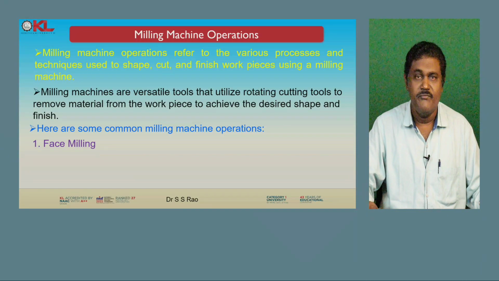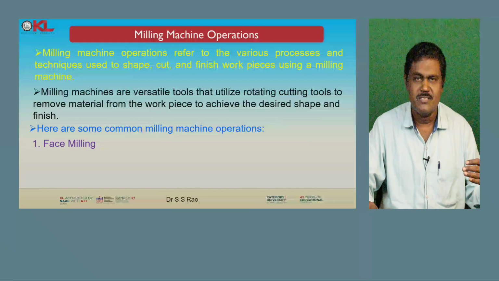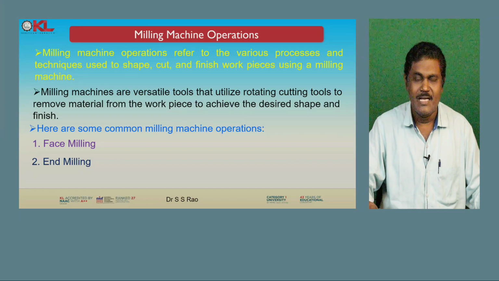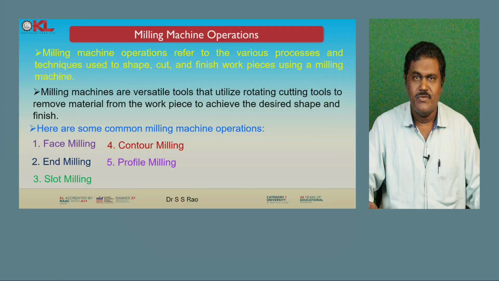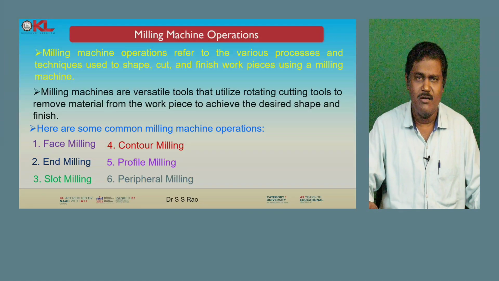First one is face milling. I will explain in detail about each and every milling operation. First we will see what are the different possible operations that can be performed on the milling machine. I want to explain now. Second one is end milling. Third one is the slot milling operation. Fourth one is contour milling operation. Fifth one, profile milling operation. Sixth one, peripheral milling operation.